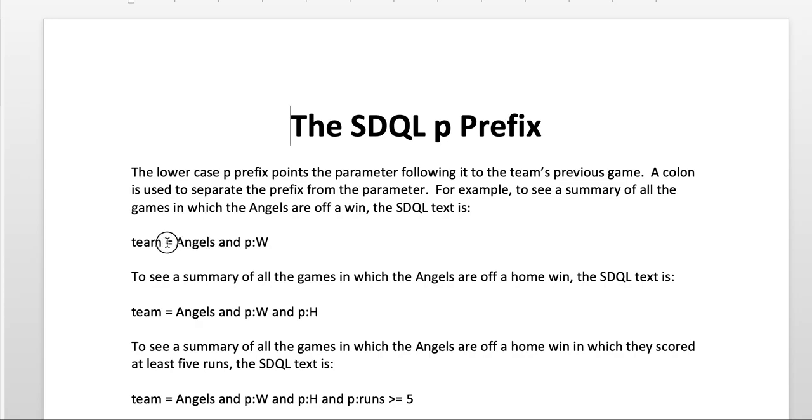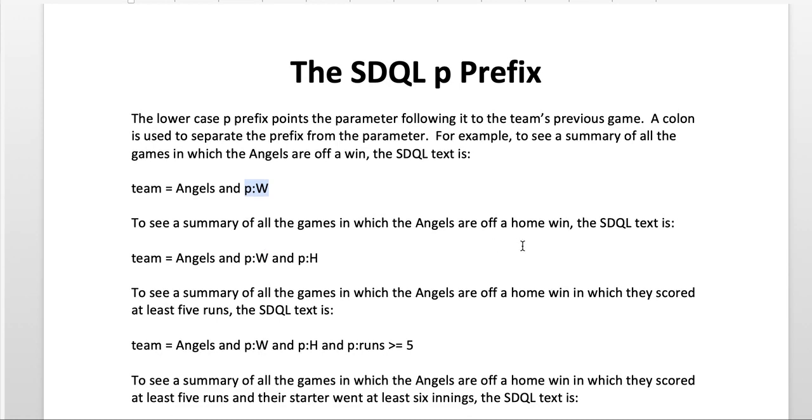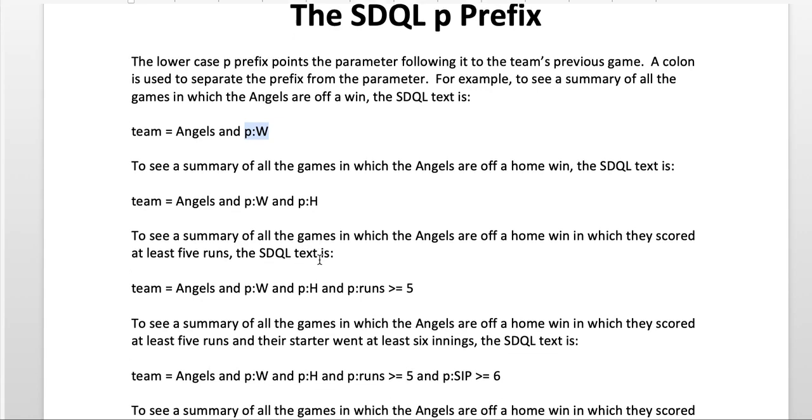by setting the team equal to the Angels and the lowercase p colon win. That's it. If you want to see the summary of all the games in which the Angels are off a home win, you just say and previous colon capital H for home.